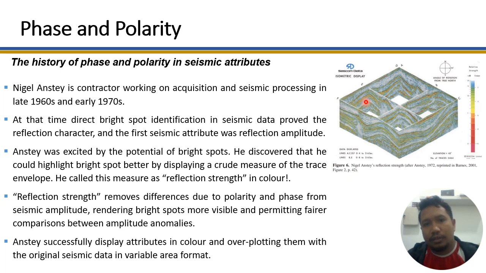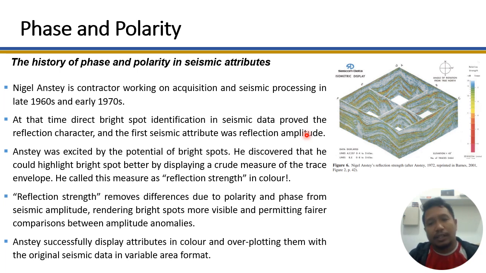At that time, the first seismic attribute was reflection amplitudes, which was used to identify bright spots in the seismic data. So Anstey was excited by the potential of a bright spot, but he found that the direct identification of bright spots in seismic data was difficult due to the reflection character. So he discovered that he could highlight bright spots better by displaying a crude measure of the trace envelope, which he called reflection strength.